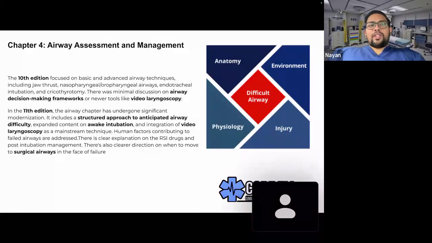It was there previously as an algorithm, but it was not very well explained. Now it is very clear, and the rapid sequence intubation drugs are also very well explained now. And there is also a post intubation checklist which is given. So all of the post intubation management, everything is very well explained in this chapter.